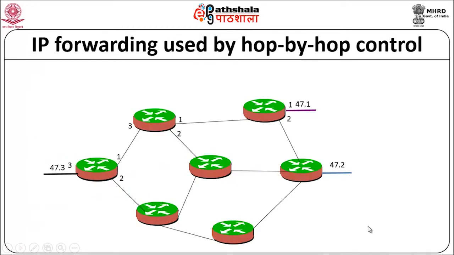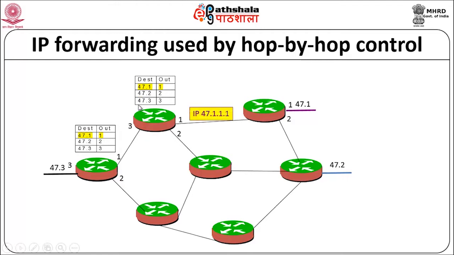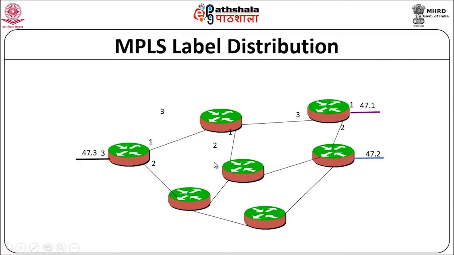So to take an example, let's look at IP based forwarding used by the hop by hop control. What will happen? If a packet is meant for 47.1.1, by looking at the output interface that's there in the table, it will be sent on that particular interface. So again a table lookup will be done, and the packet is sent on the corresponding interface. Again a table lookup, and the packet is sent on the corresponding interface. So this is what normally happens, right?